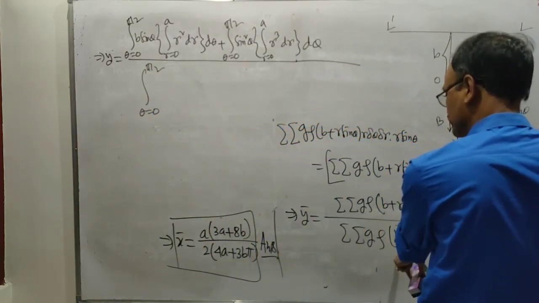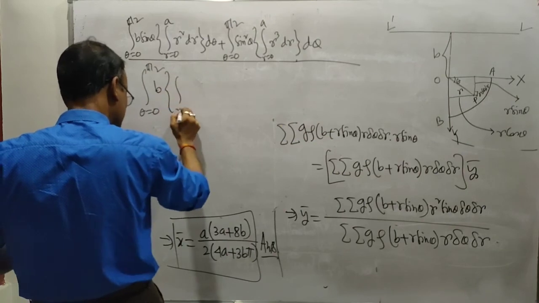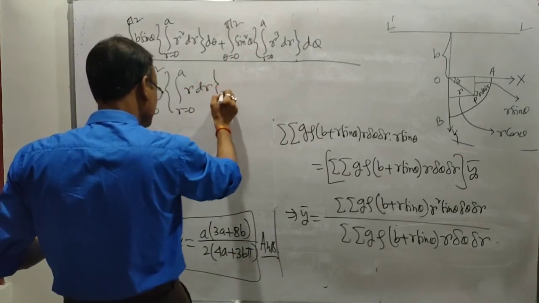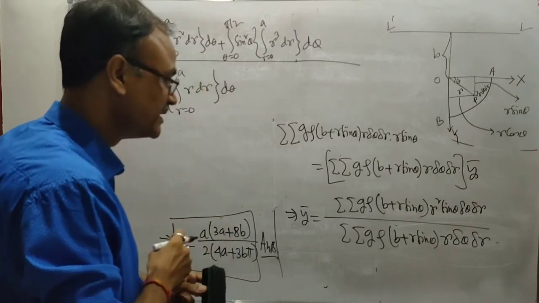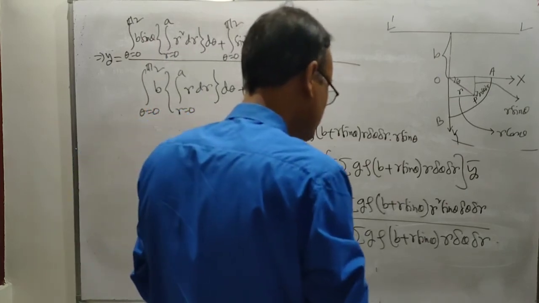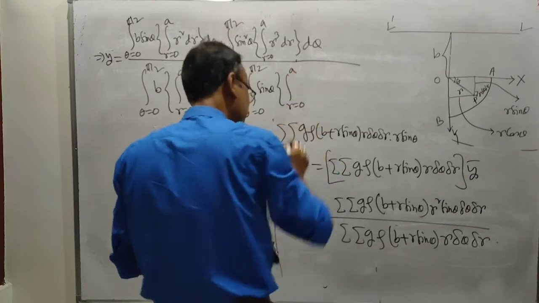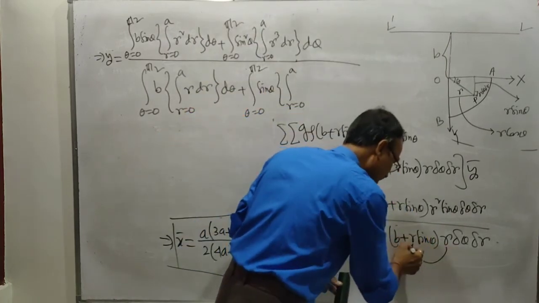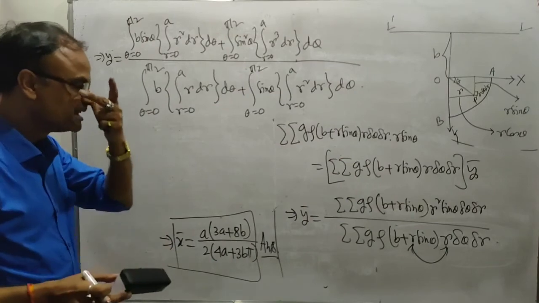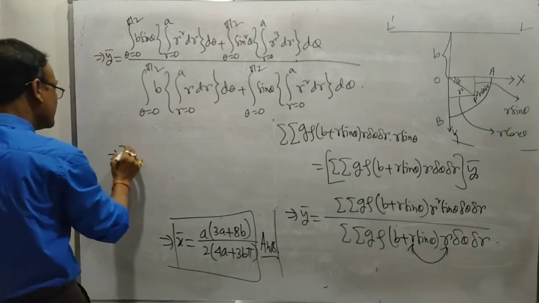B, R equal to 0 to A, R dr d theta, plus integration 0 to pi by 2, sin theta, R equal to 0 to A, R into R square dr d theta. Very simple. Just integrate this.